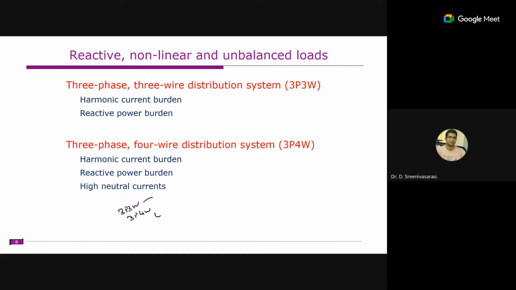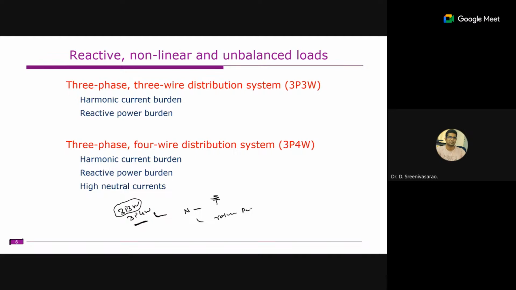In the case of three-phase four-wire, the neutral is either grounded, or the neutral is used as a return path. In that case, it is known as three-phase four-wire. In the case of three-phase three-wire, there is no neutral at all. It is neither grounded nor accessed.